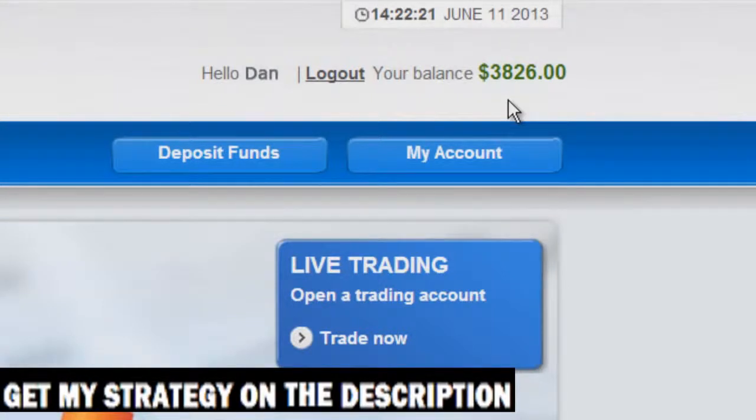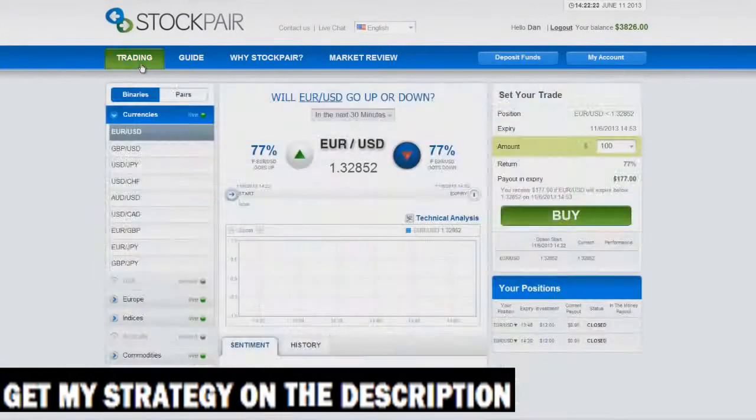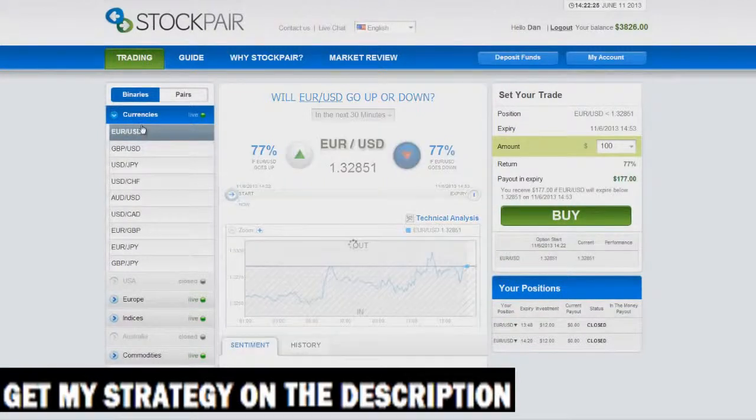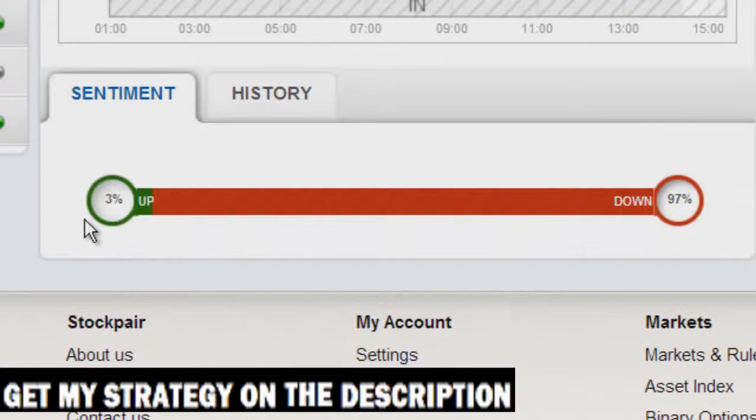using this system. The first thing you need to do is we're going to click on the Trading tab. I'm going to select the Euro USD currency pair, but you can really select any currency pair available. And as you can see here, you have what is called the Sentiment tool. This is a social trading tool, and it tells you what direction the majority of traders are trading at the moment.